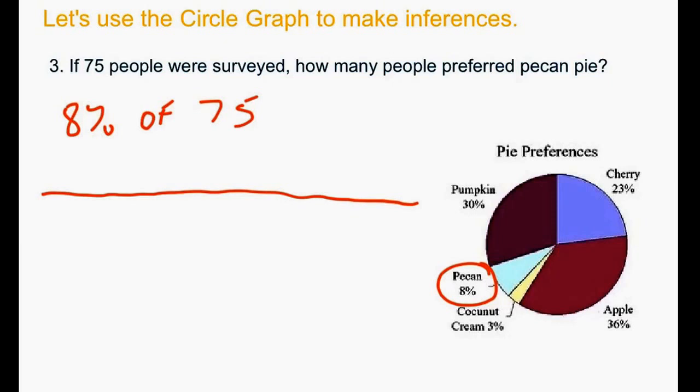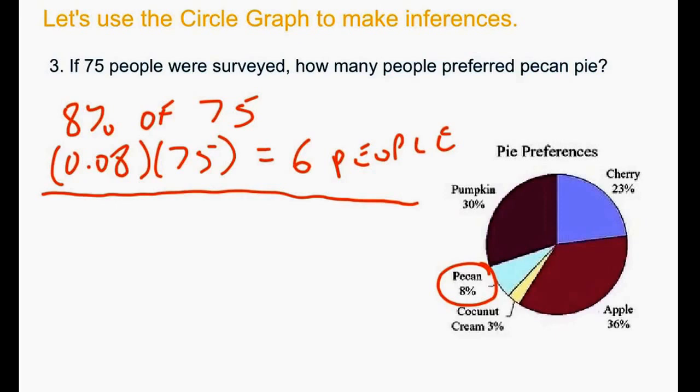And when we've seen problems like this year, we've always changed 8% to the decimal form, 0.08. We've always treated of as multiplication, and we've done 0.08 times 75. And 0.08 times 75, of course, is 6. So that would be 6 people.